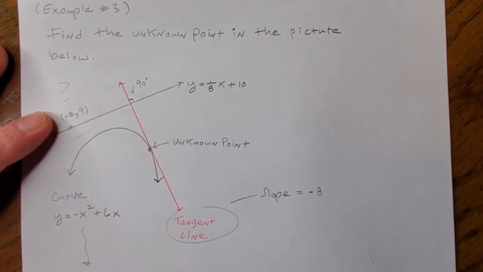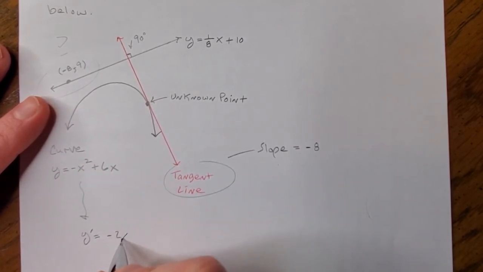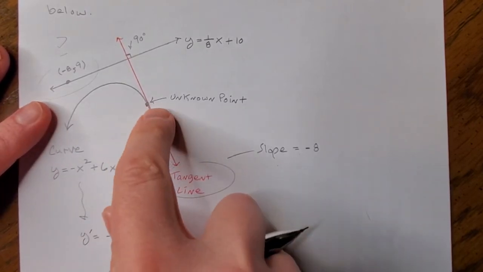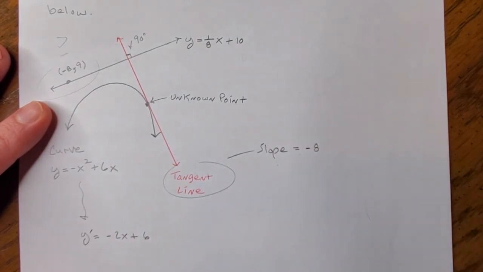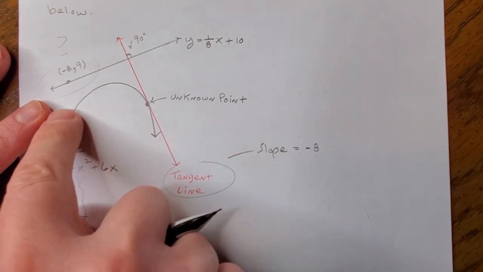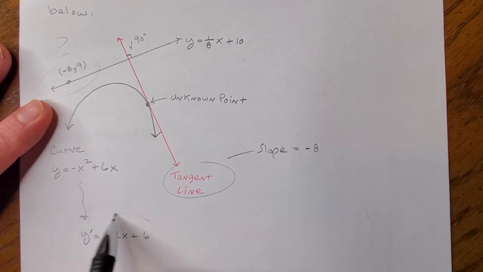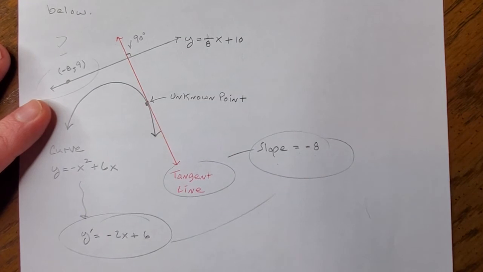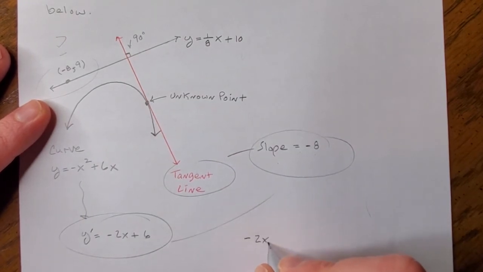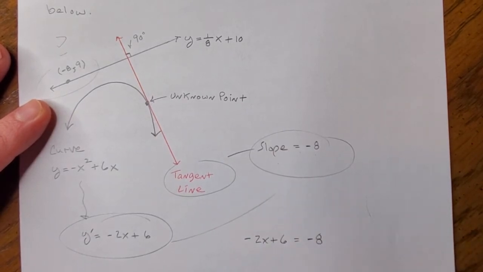I had used y prime for this curve in my other example, and it was negative 2x plus 6. So, where's the point where y prime is negative 8? That's what it comes down to. Where on this curve is y prime equal to negative 8? So it's like I want to match these two things up to find that point. So, let's take negative 2x plus 6. Set it equal to negative 8.